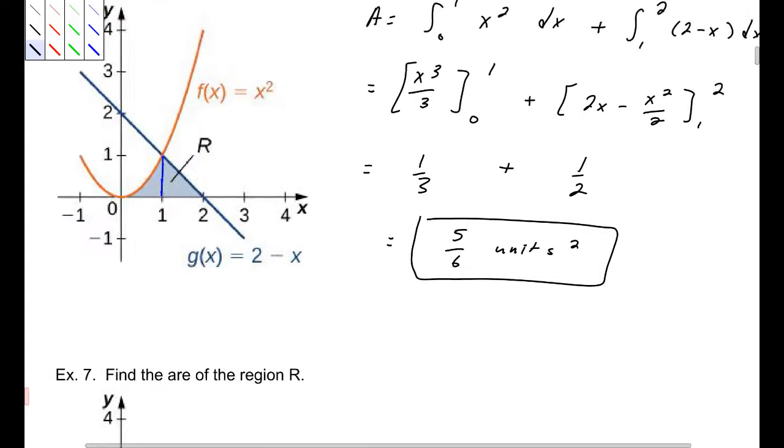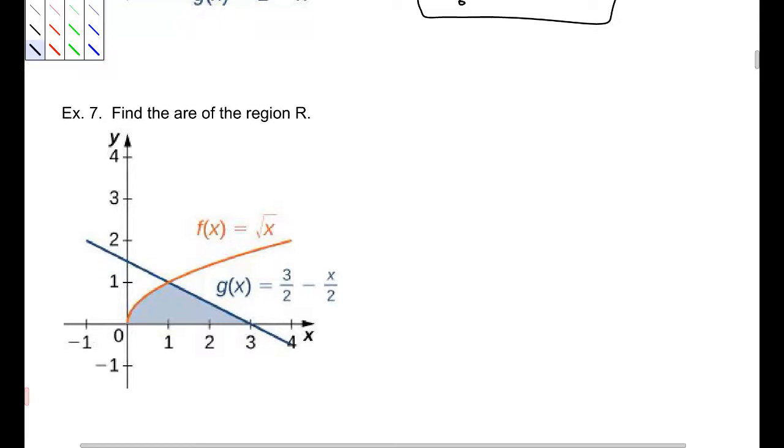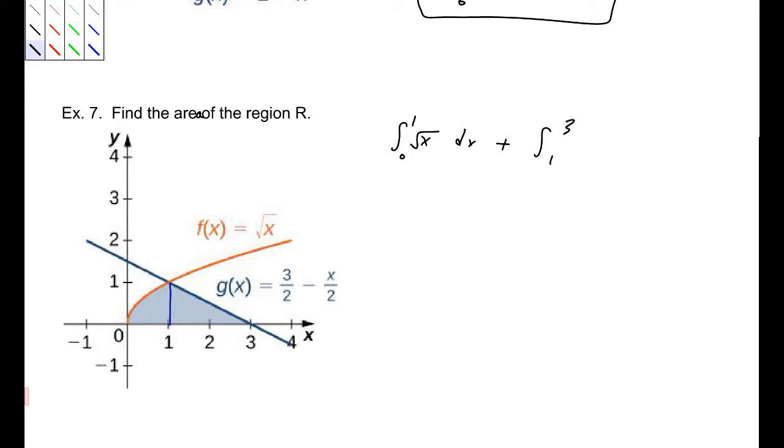Okay. Number 7. Find the area of the region. Apparently I left off all these A's. Find the area of the region R. In this case, same idea. It's the area underneath the square root of x, from 0 to 1, it appears to be the intersection there, dx plus the integral from 1 to 3 of 3 over 2 minus x over 2 dx.